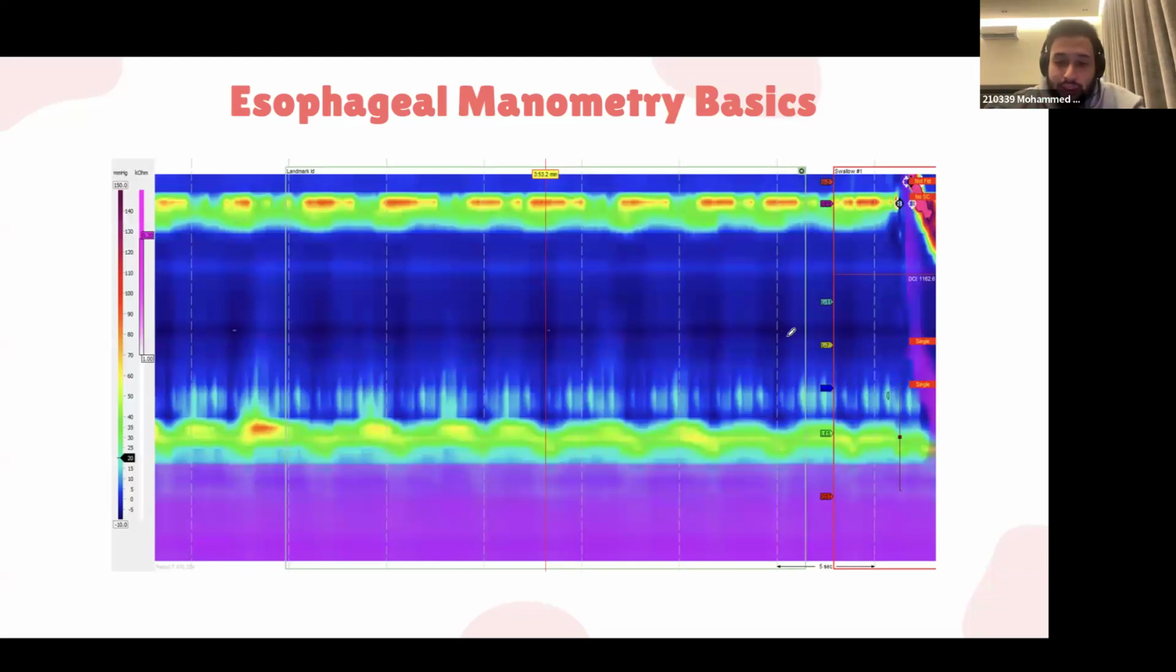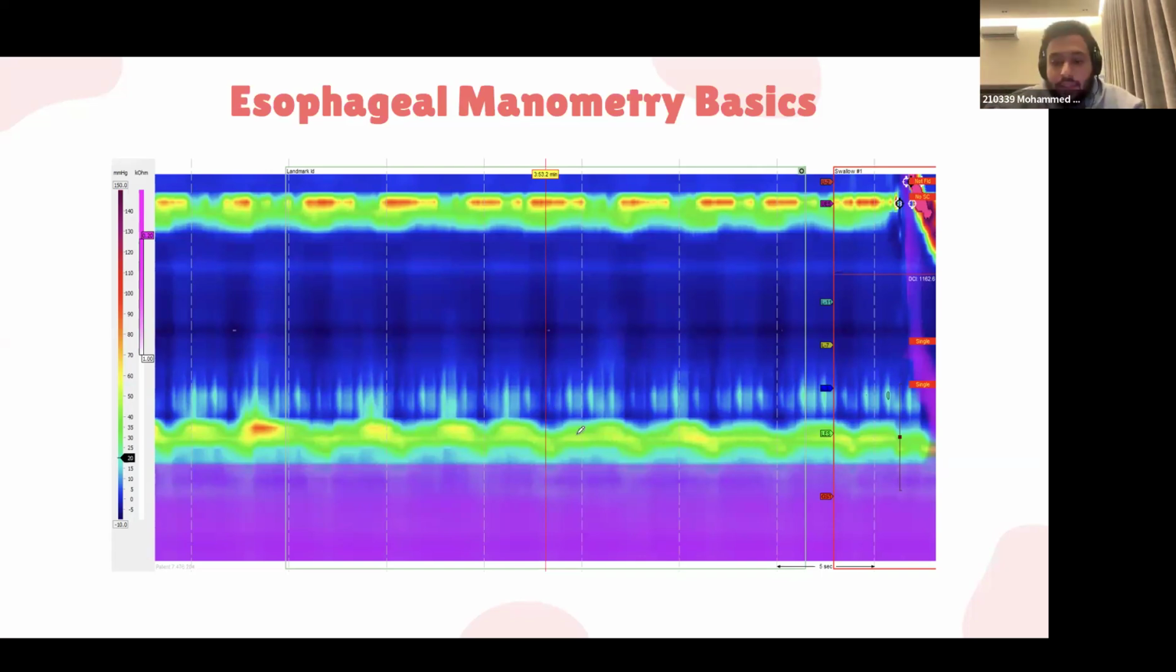Now, in the clinic, this is what we look at. This is what the actual manometry looks like. Now, the colors that you see here, there's blue, there's green, there's yellow, there's red, and there's purple, okay? The blue, green, yellow, red gradient is the pressures. So blue is very low pressure to no pressure. Green, there's an increased pressure. Yellow is even more pressure. Red or very dark red, there's high pressure that's happening in the esophagus.